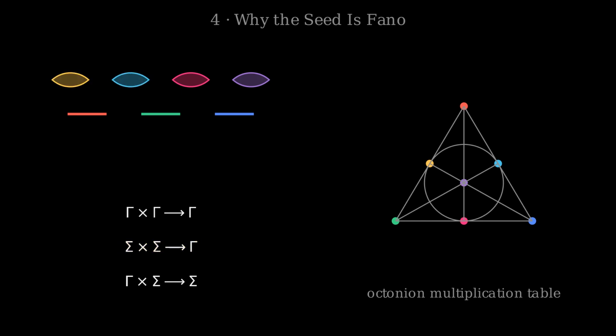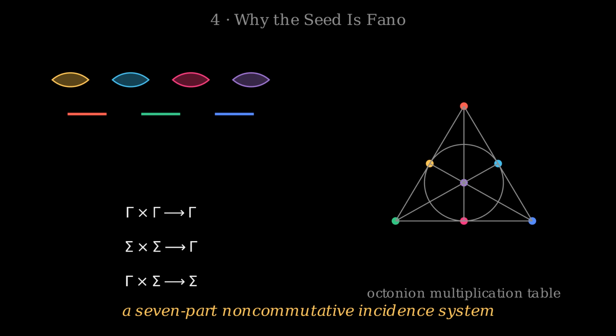Two sheets intersect through a seam. A seam acts on a sheet by transporting, twisting, or re-identifying it. And seams compose with seams to produce further seam transformations. This is the geometric shadow of a 7-part non-commutative incidence system.